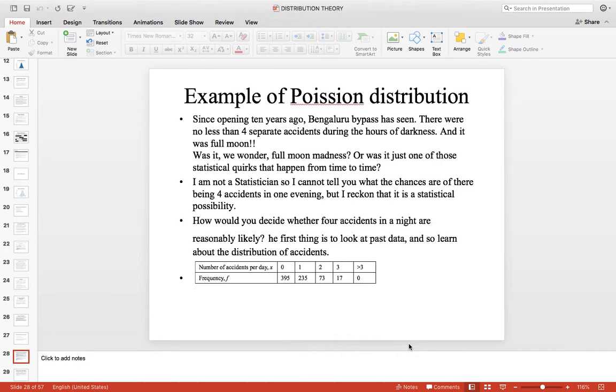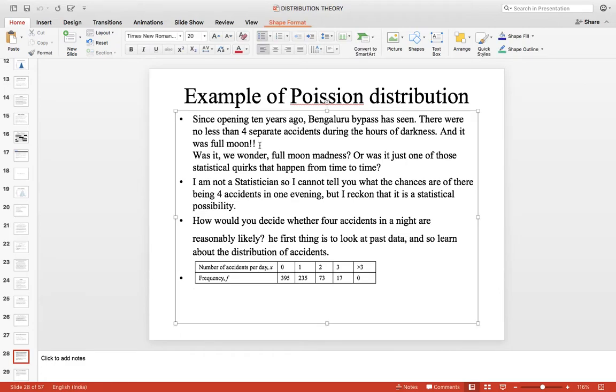Now here's an example. Since opening 10 years ago, Bangalore bypass has seen no less than 4 separate accidents during the hours of darkness. So there were 4 accidents, and it was a full moon night. So on a full moon night, there were always about 4 accidents.